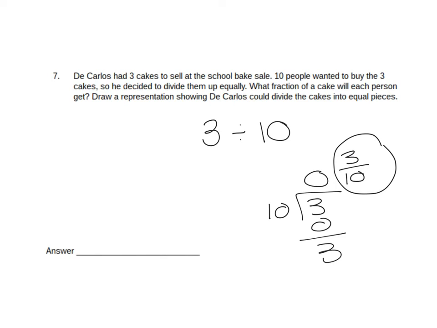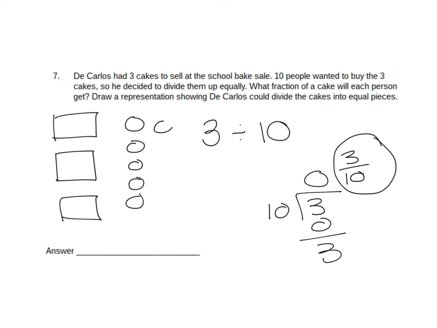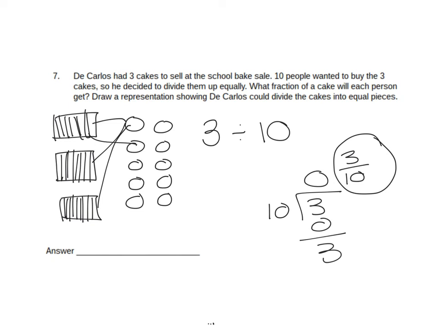So if I want to draw a picture of this, I'm going to just draw 3 cakes, okay? And I'm going to draw 10 people. Okay, so I'm going to split each cake into 10 sections. Don't mind my sloppy drawing. So each person is going to get 1 piece from each cake because there's 10 pieces in each cake. So how many pieces is each person going to get? 3 out of 10. So each person's going to get 3/10 of a cake.